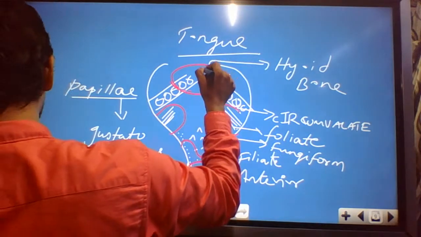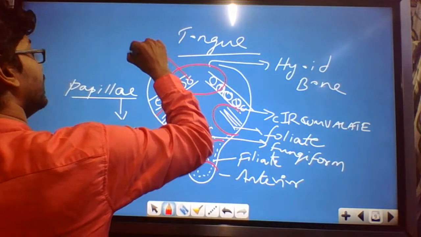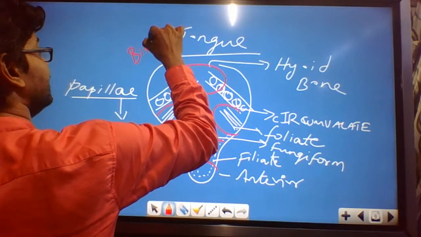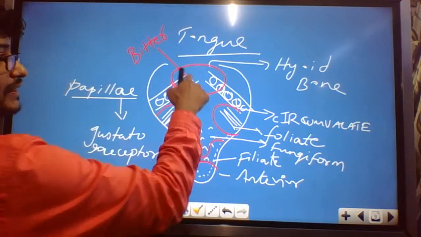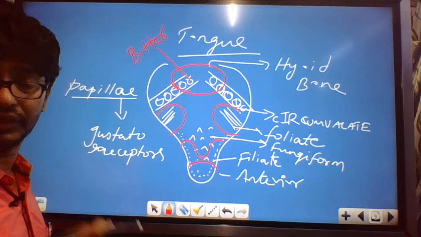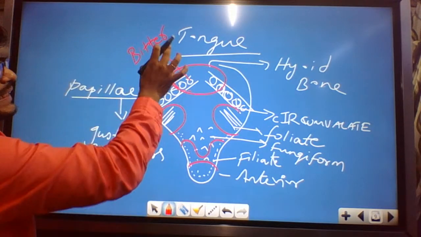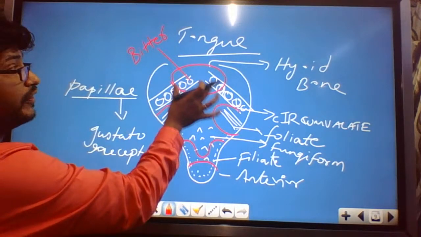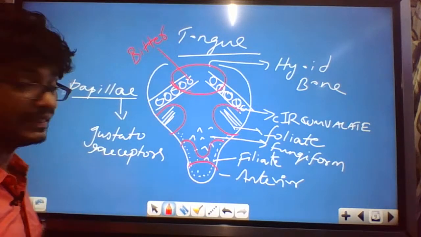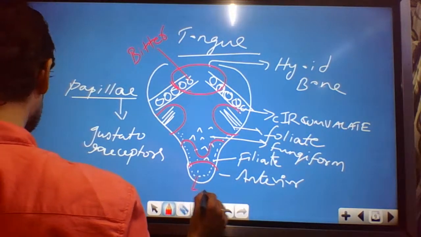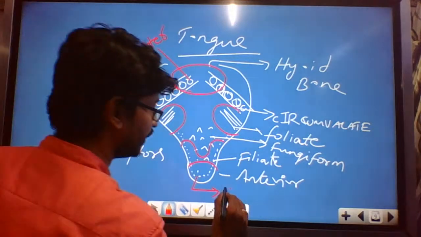For example, in this area, what kind of taste do you usually get? If you ask, it is the bitter taste. So this region is for bitter taste. If you place something bitter on this area alone, the bitter taste can be easily identified. This is the spot where the bitter taste can be easily identified. This area is actually for the sweet.